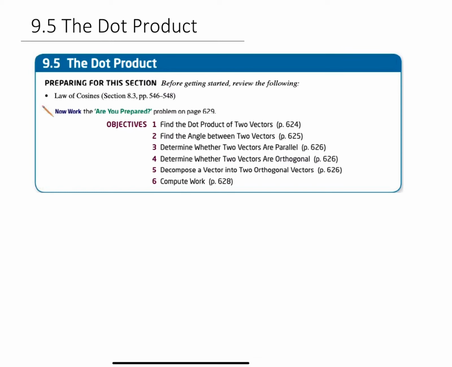In this video, we're covering section 9.5. So we're continuing our discussion on vectors, and we'll look at an operation called the dot product. So we'll find out what that is, the dot product between two vectors. This will allow us to find the angle between two vectors. We'll be able to determine if vectors are parallel or perpendicular. We'll also decompose a vector into two orthogonal vectors. So we'll describe what that means as we go through.